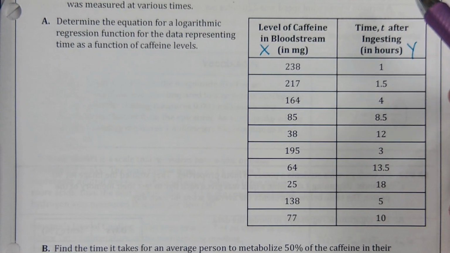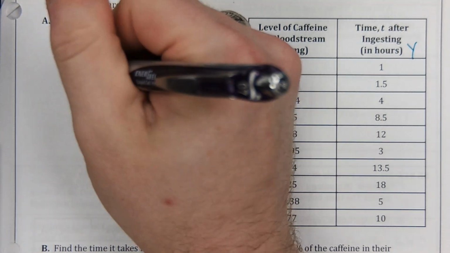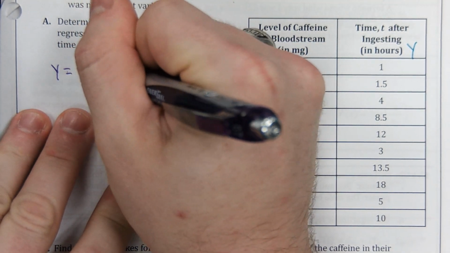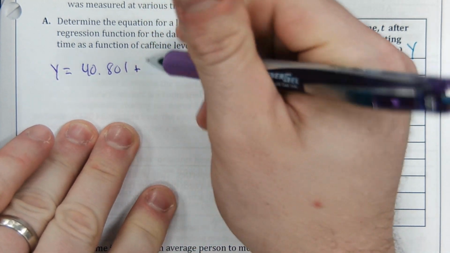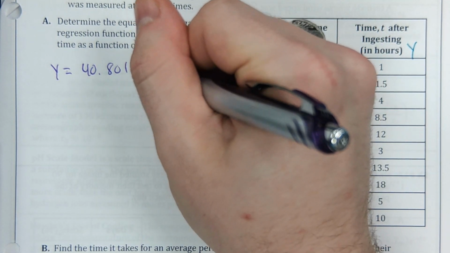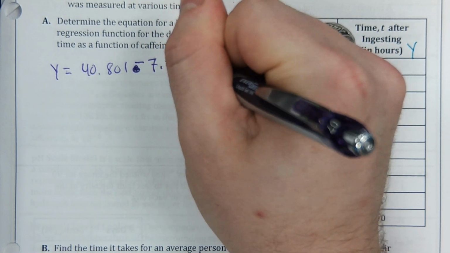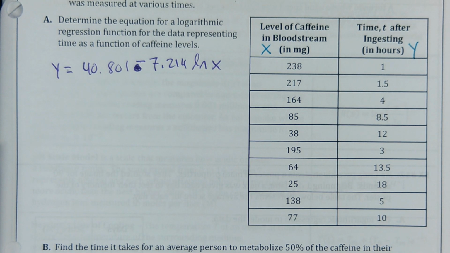So we have y equals 40.801 plus, I even said it was minus. Oh my gosh, I'm just so bad at this job. I should quit. 7.214 natural log of x. There we go. Remember, x is the amount of caffeine in our bloodstream, and y is the time it took to get there. Okay?